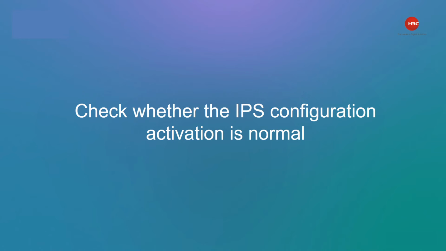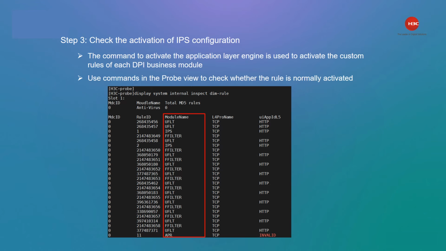If it is confirmed that the on-site application layer inspection engine is in normal state, then we need to determine whether the IPS configuration file on the device has been issued normally. Use the command as shown in the probe view to check whether there are IPS-related rules issued under the module name column. If not, then the IPS file on the device has failed to be issued, and we need to reactivate the DPI module configuration file.